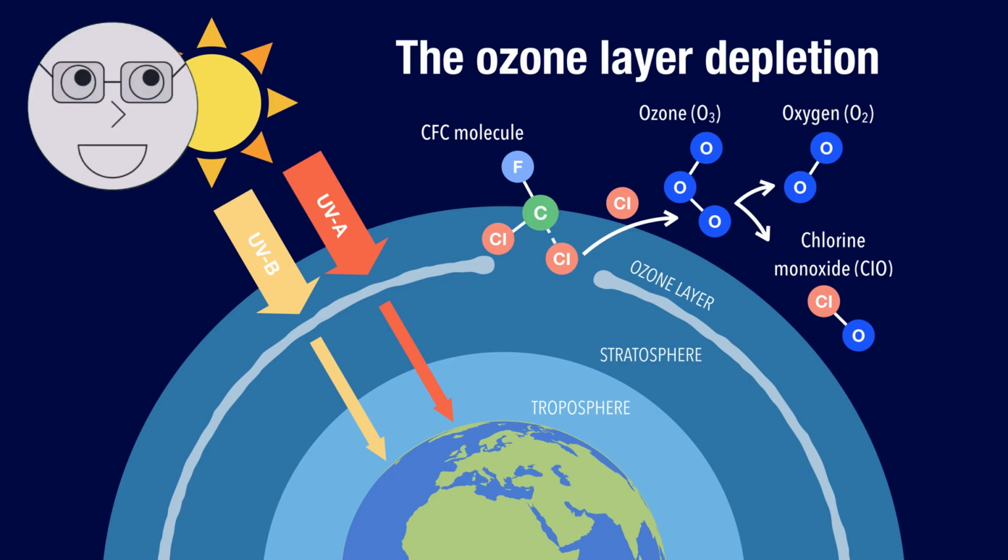Ozone depletion leads to an increase in the amount of ultraviolet radiation that reaches the Earth's surface, which can cause skin cancer, cataracts, and other health problems in humans, as well as damaged crops and other vegetation.